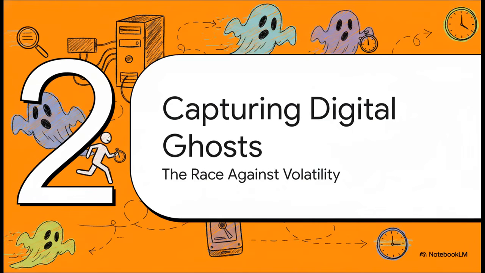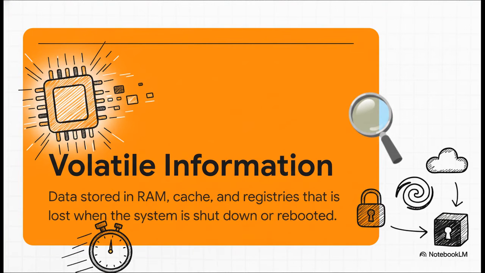This is absolutely where the clock is ticking the loudest. So what is this volatile information exactly? It's all the data that's just temporarily sitting in RAM, in the system cache, basically the computer's short-term memory. The best way to think about it is like digital eyewitness testimony. It's a live snapshot of everything the system was doing, what programs were running, who was connected, all of it. But, and this is the crucial part, the second you shut down or reboot, it's gone, for good.